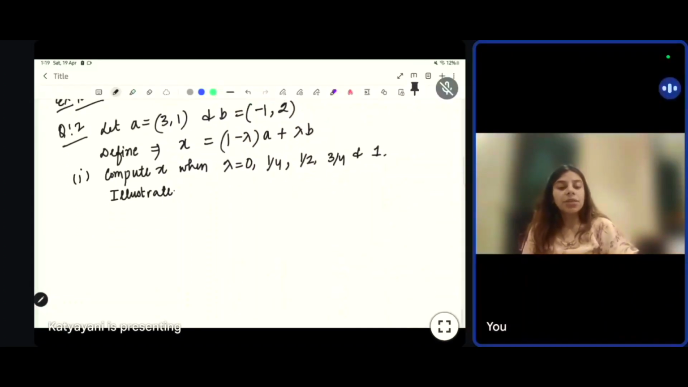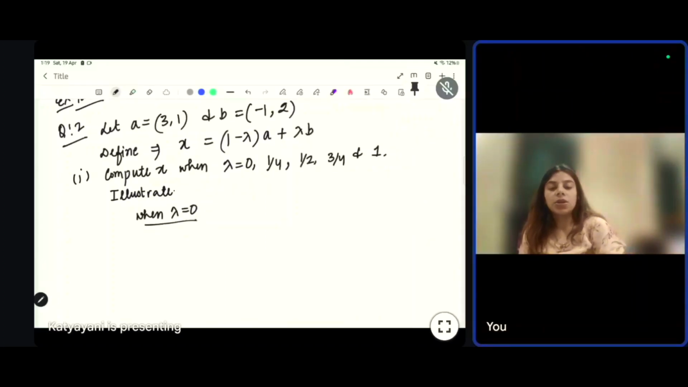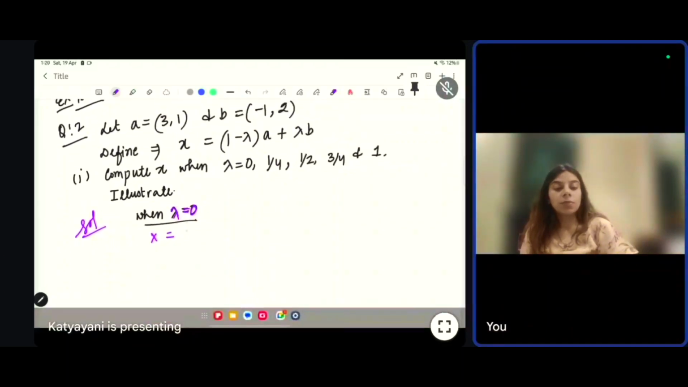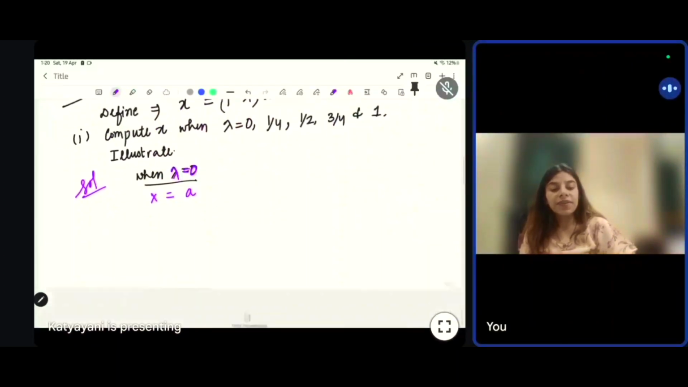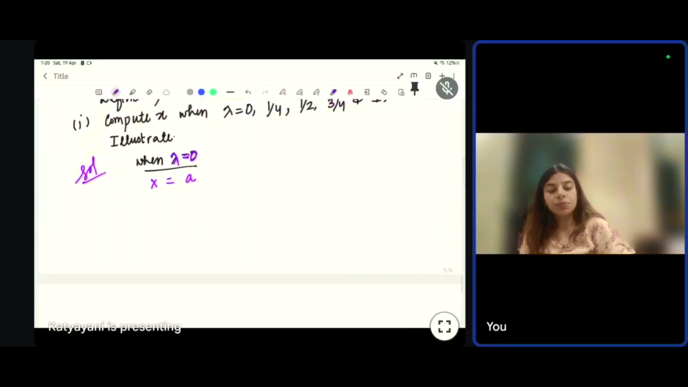So when lambda takes a value 0, what happens? So case 1, when lambda is equal to 0, right? Let me use another pen, a color pen here for the solution. So when lambda takes a value 0, what happens? Your x is nothing but a itself, right? When lambda takes a value 1 by 4, then what happens?